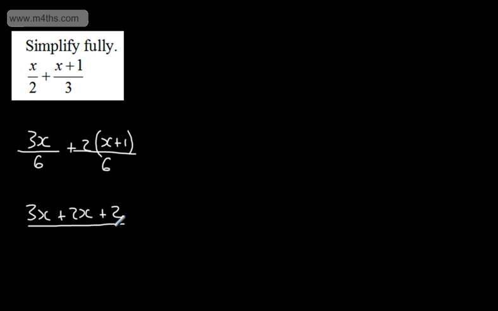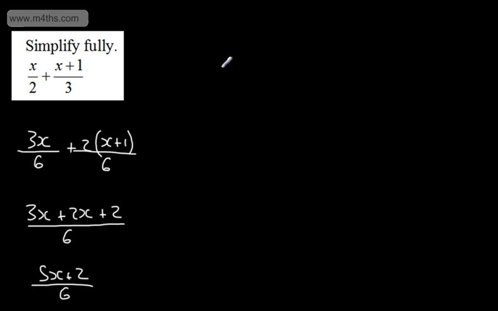This time we're asked to simplify fully x over 2 plus x plus 1 over 3. So with the equivalent fractions, we could write these now as a fraction over 6. This would be 3x over 6, and this would be 2 lots of x plus 1 over 6. Just being a little careful with this, we're going to have 3x plus 2x plus 2, all over 6. So that's going to give us 5x plus 2 over 6.